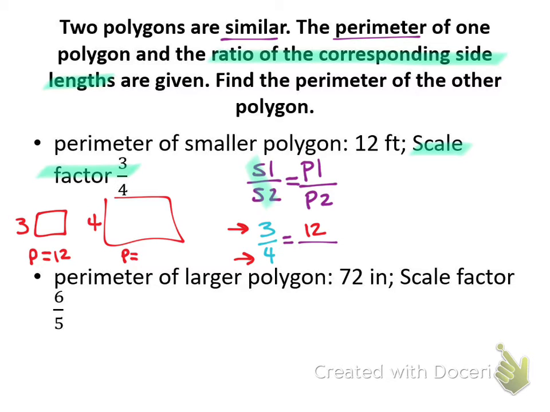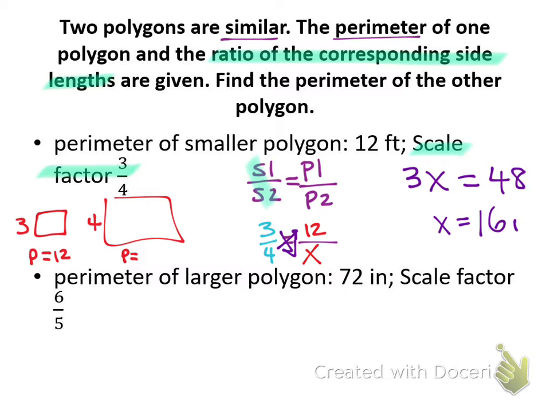And then do we know the perimeter of the larger shape? No. That's what it's asking for. It says find the perimeter of the other polygon. So the larger is what we're looking for. So this is how we have set up our problem. And then we solve. Cross multiply. 3 times x is 3x. 4 times 12 is 48. Divide by 3, and x is 16. And it is feet.